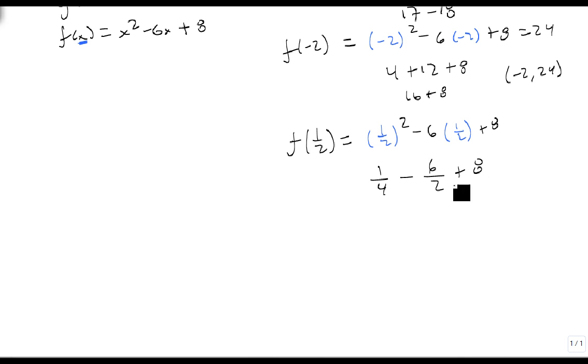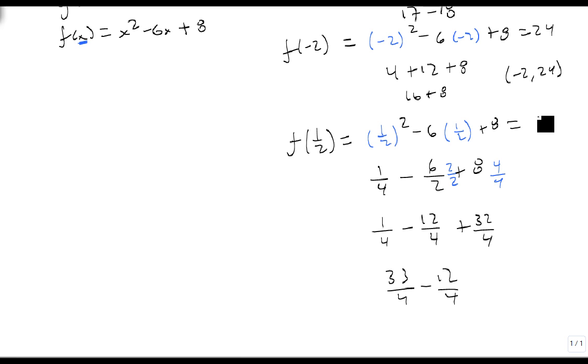Well, when we look at this one, this is going to be 1/4 minus 6/2 plus 8. And I'm going to leave it in this form because I need everything to be the same. So everything needs to be a fourth, which means this becomes a minus 12/4, times by 2 over 2, because I'm only missing a 2. We'll times this one by 4 over 4, which is plus 32 over 4. So I get 33 over 4, adding the positive ones, minus 12 over 4, which is 21 over 4, or we have the point 1/2, 21 over 4. So it's perfectly acceptable to plug in fractions when we work on these problems.